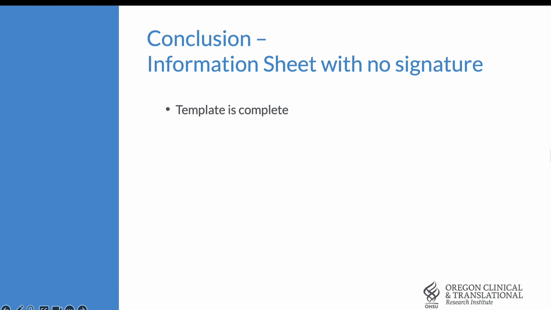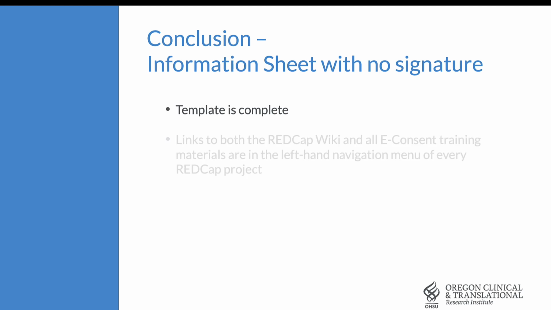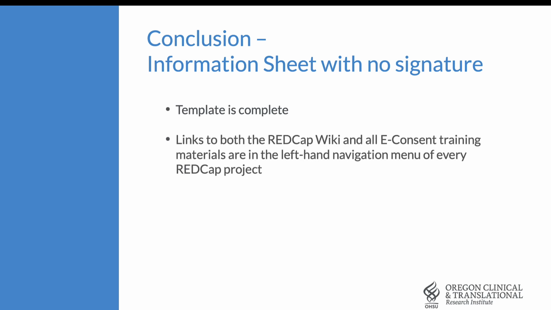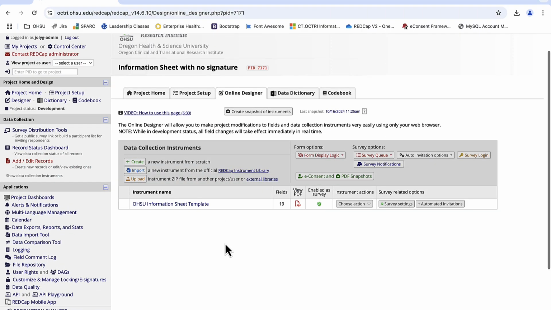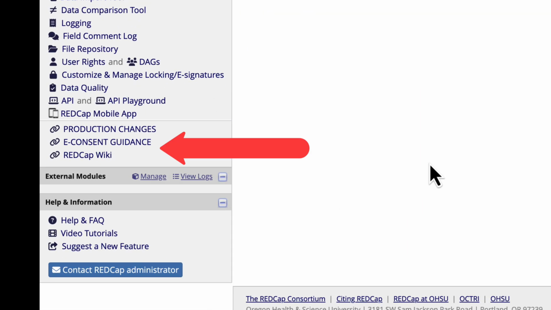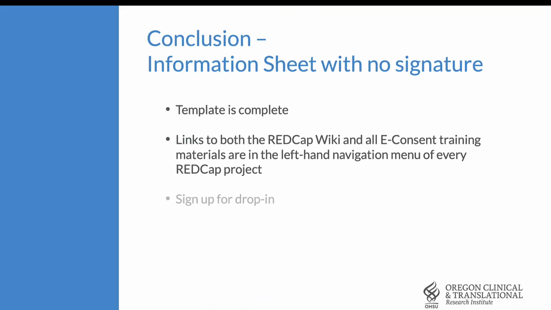In conclusion, we have completed all the steps related to filling out the information sheet with no signature template in REDCap. Links to both the REDCap wiki and all e-consent training material are in the left-hand navigation menu of every REDCap project. Please sign up for drop-in when you're ready for the REDCap team to take a look at your information sheet with no signature and to get our first look at the project.